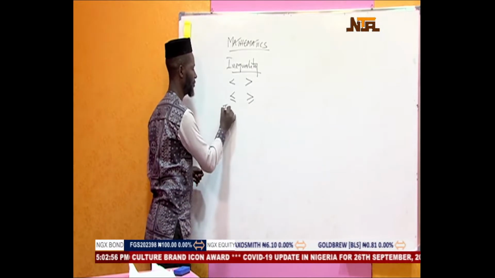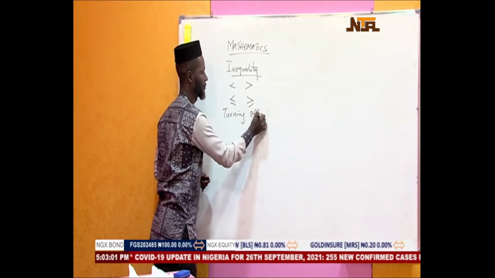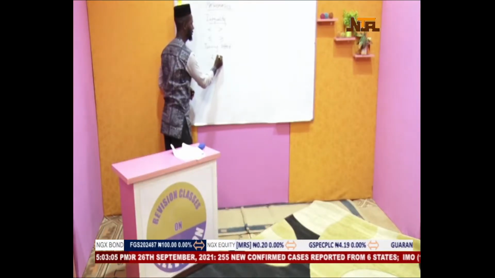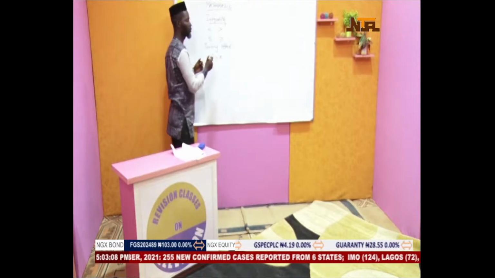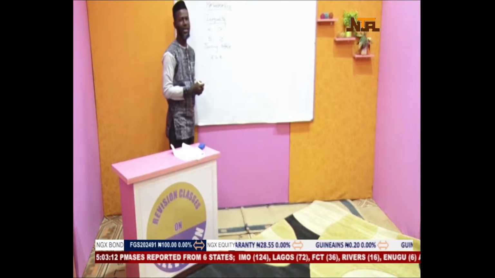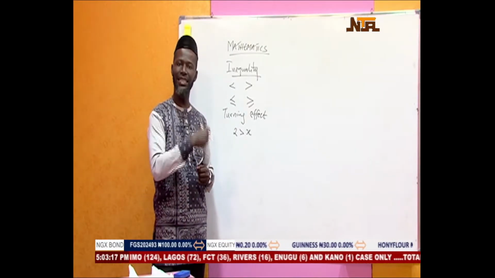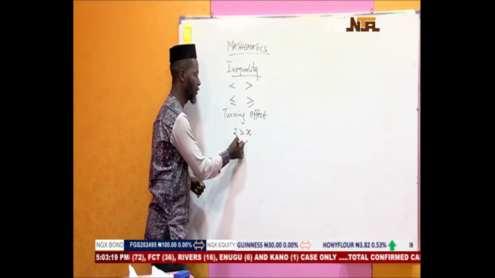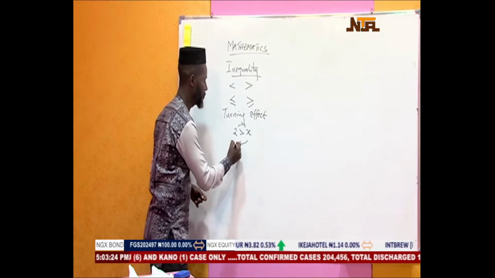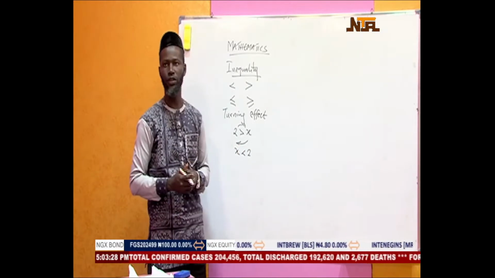Turning events simply means if you have 2 greater than x, and this has two sides. It has right hand side and it has left hand side. And in most cases, we want our unknown to be at left hand side. Therefore, we can turn it. By turning it, as if you are turning the steering of your car, it will be x less than 2. That's what you call turning event.